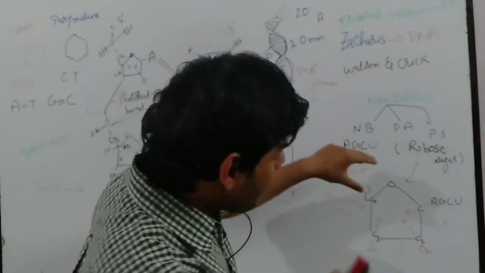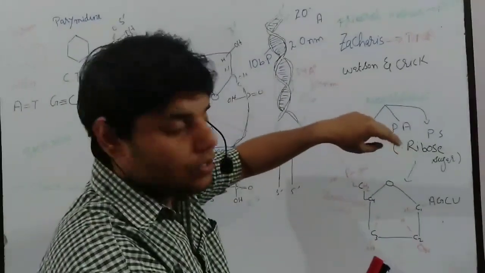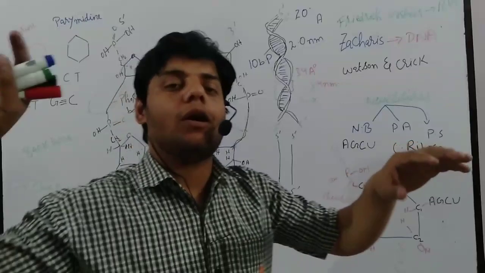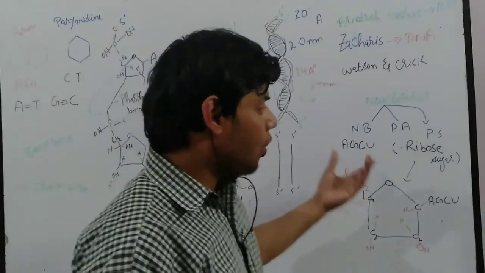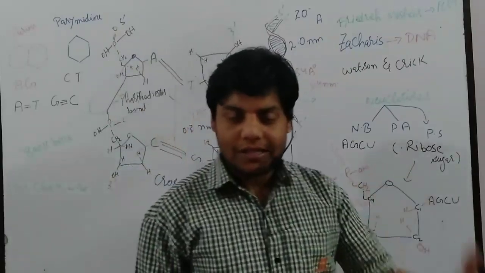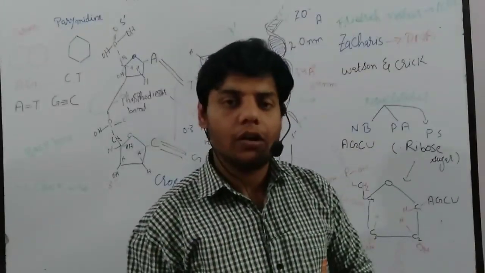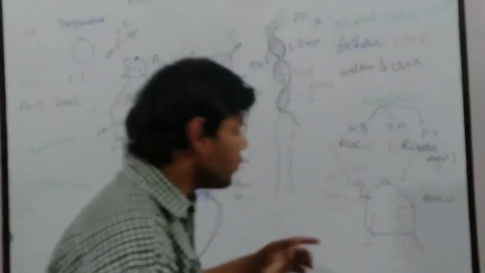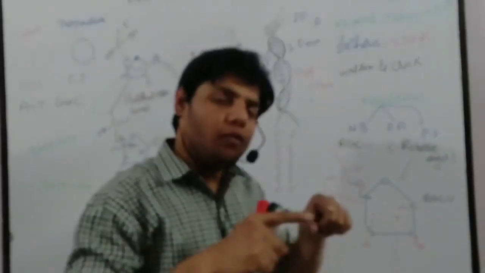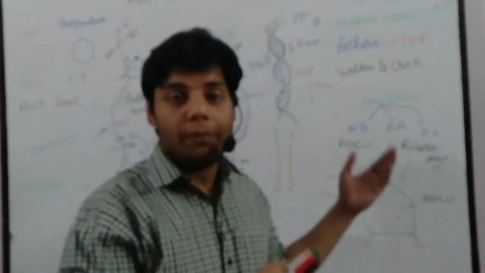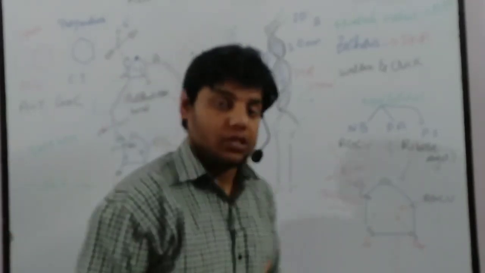And remember, when ribose sugars are connected to each other and make a long polymer chain, we call that RNA. Either it is a single strand or a double strand. It doesn't mean that RNA will always be single stranded. Usually in eukaryotic cells you will find that RNA is single stranded, but in viruses RNA may be single stranded or double stranded.